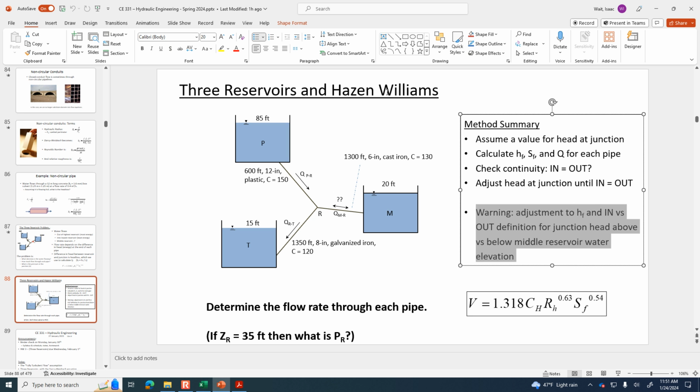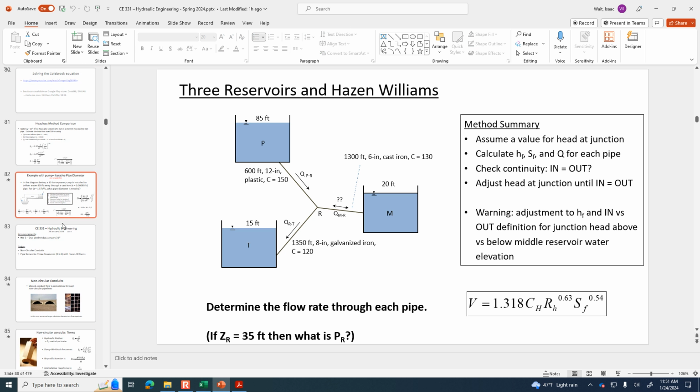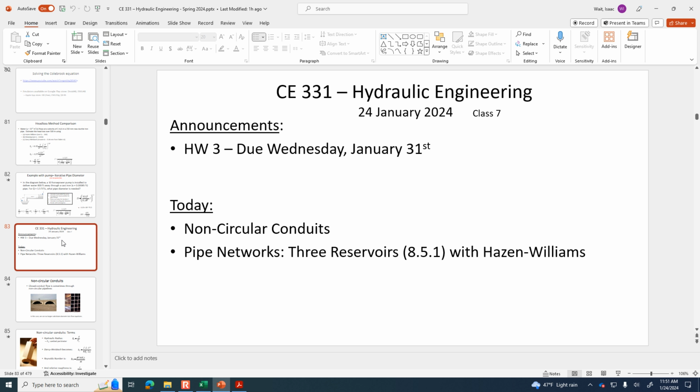Just skip your next class, go straight into Three Reservoirs, or whenever you want. You probably want to savor it for later, I bet. Just like candy, wanting to save it for the end of the day, as a reward to yourself. So the homework assignment's due on Wednesday of next week. So I'll see you on Friday, and we'll do another one of these Three Reservoir problems.